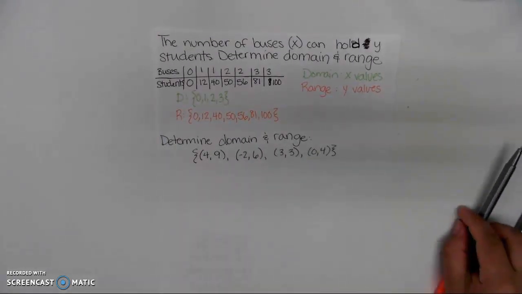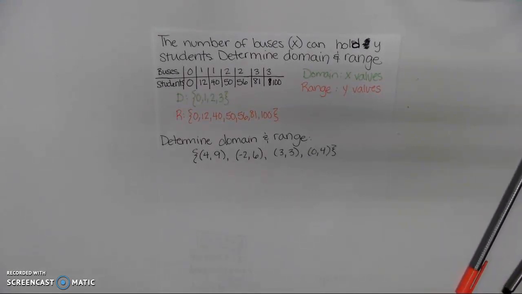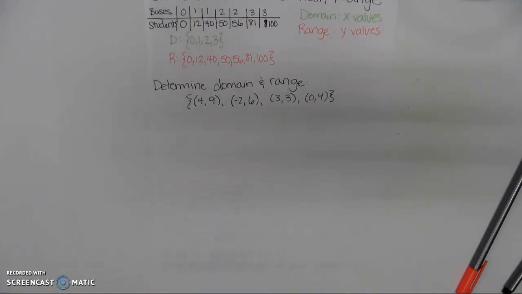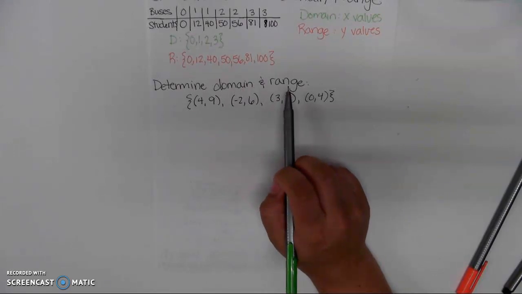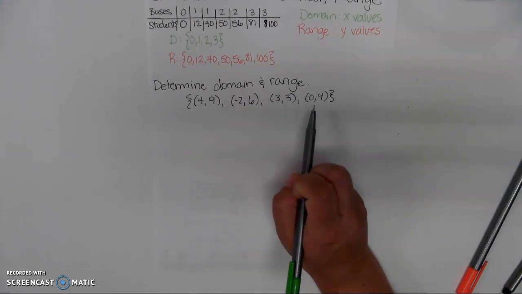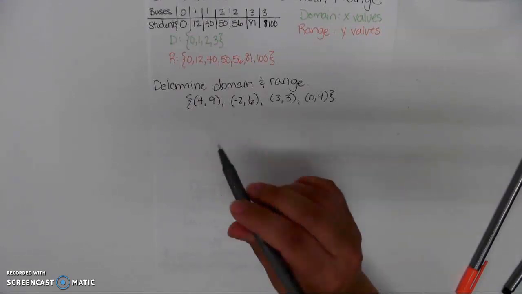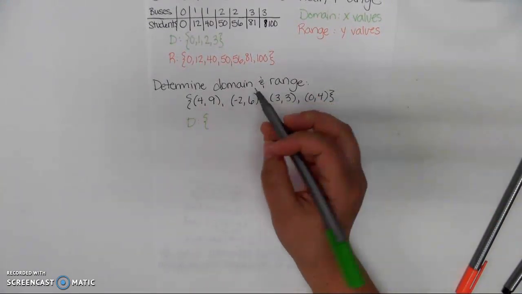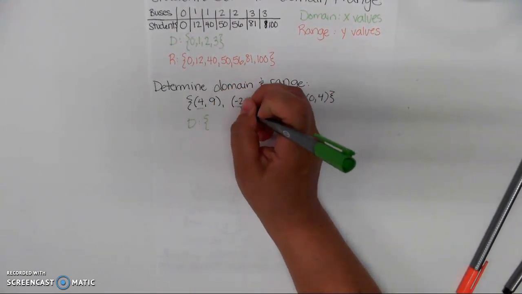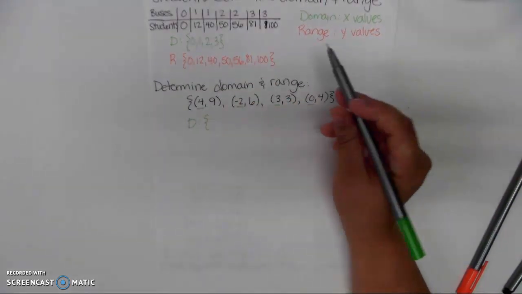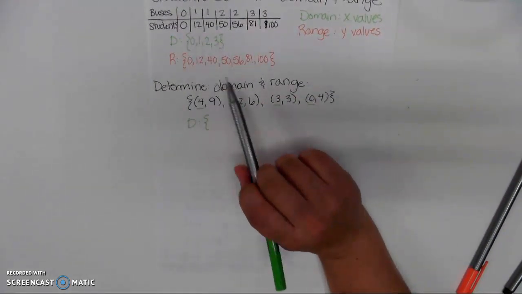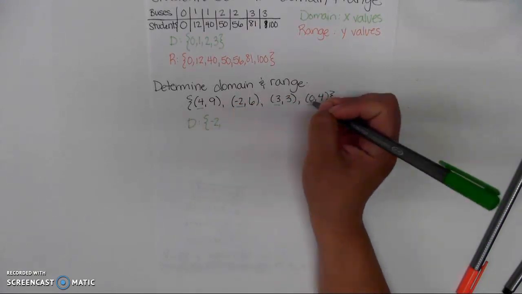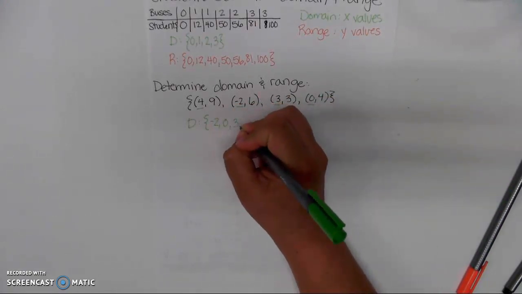So let's look at this next one that's a little bit more straightforward. It doesn't talk about real world situations here. It says to determine the domain and range. So I'm looking at this set of ordered pairs, and I'm going to pick out the x values in order to do domain. So the x values in here are 4, -2, 3, and 0. Remember I said up here I need them in numerical order with no repeats. So numerical order means my smallest one is -2, then I've got 0, then I've got 3, and 4.